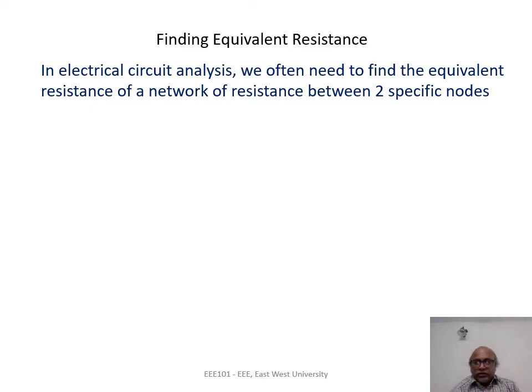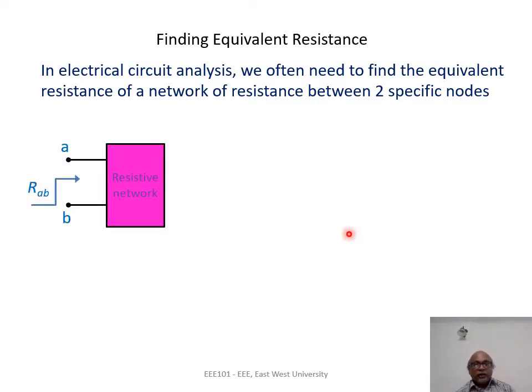Now, before we proceed further, let's try to understand a little better what equivalent resistance means. Let's say we have a resistive network. This network may have many resistances and many nodes. However, we are interested in the equivalent resistance of this network between node A and node B. So what does it essentially mean?